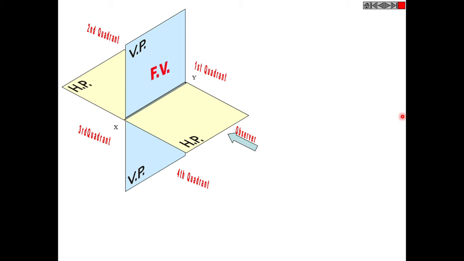Now if I am looking from this point or from this direction, here is the observer. The observer is looking at the component. Suppose the component is placed here in the first quadrant. He will get the front view on a vertical plane and the top view on a horizontal plane, if we are discussing the first quadrant system.